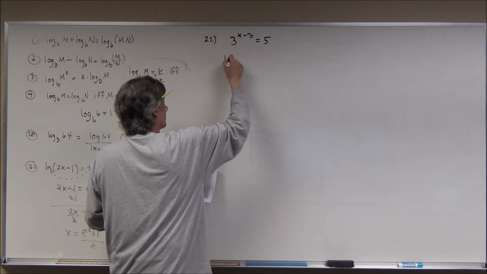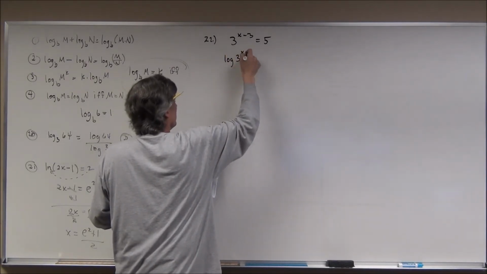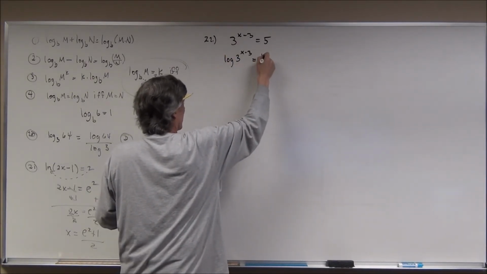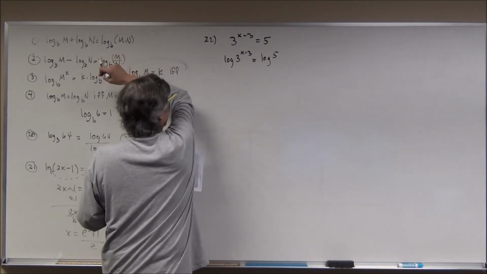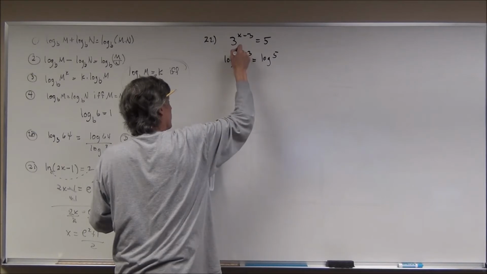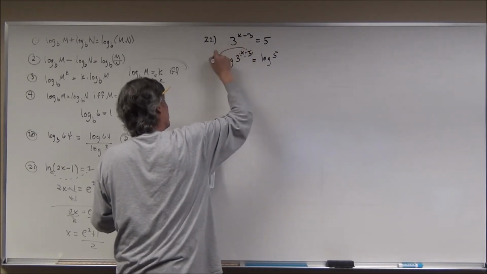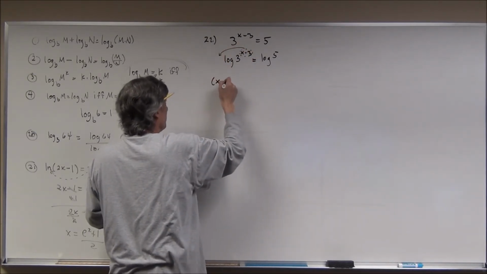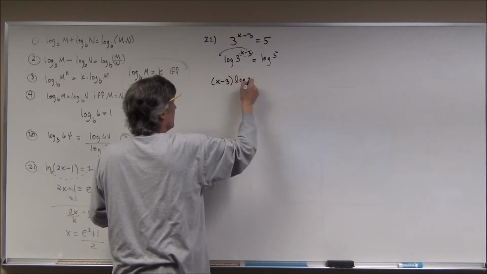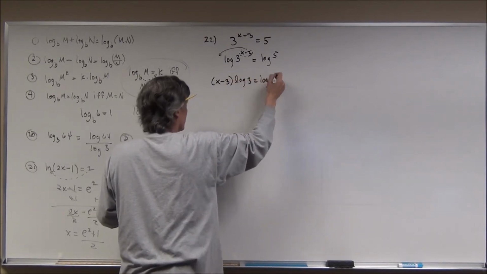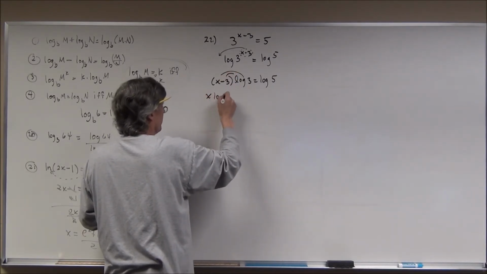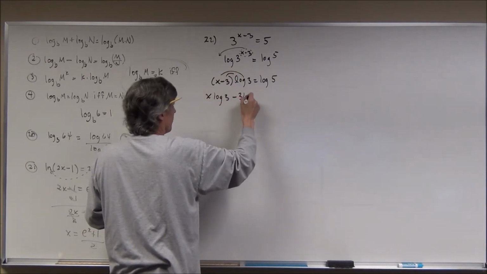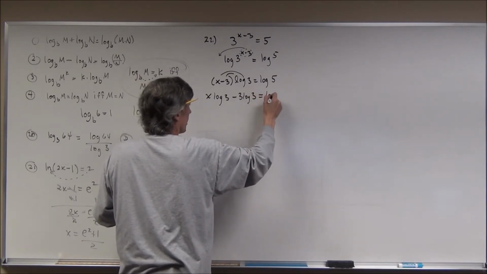So if I take the common log of both sides, and because these are positive, I can take the log of both sides, and then use property number 3. I guess I did use one of the properties after all, and bring that exponent out in front. I get the variable where I can get at it. This is very good. Now I will have to distribute, and I get x log 3 minus 3 log 3 equals log of 5.